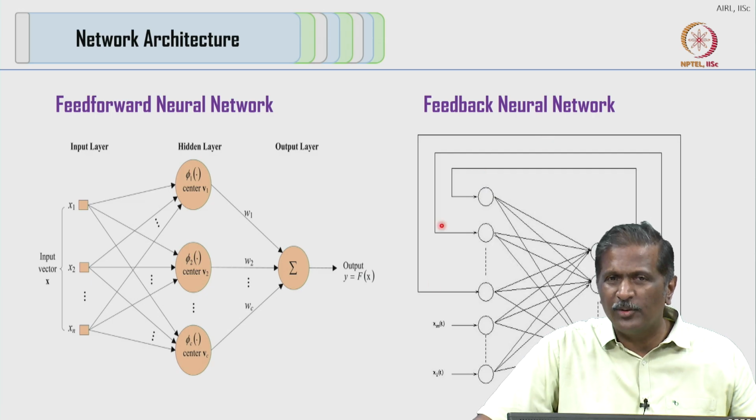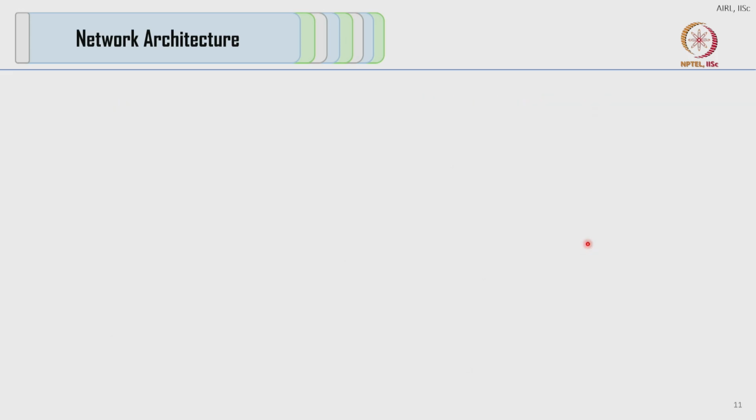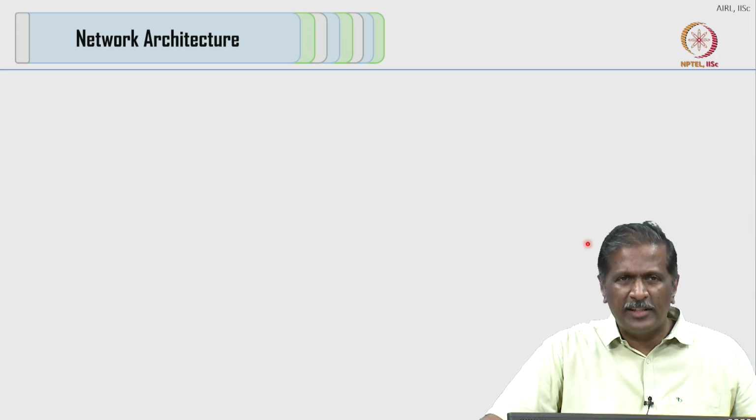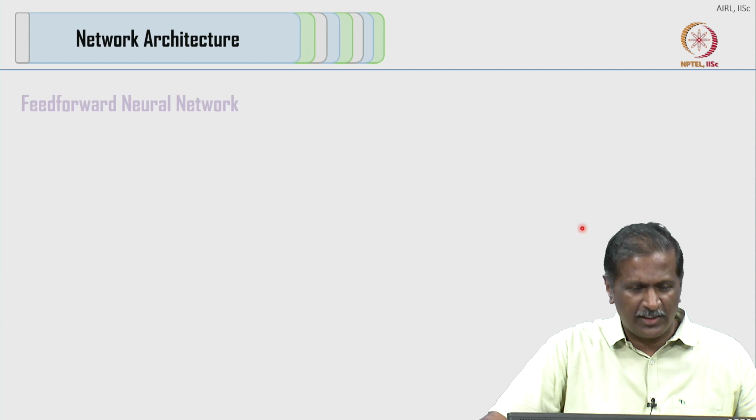If you look at a feedback neural network, you have an input layer and a hidden layer, and the output of the hidden layer is delayed and sent back to the input layer, which means there are feedback connections from output to input. These kinds of neural networks are useful for temporal prediction, time series prediction, and forecasting. Now, let us look at the difference between feed-forward and feedback neural network architectures.